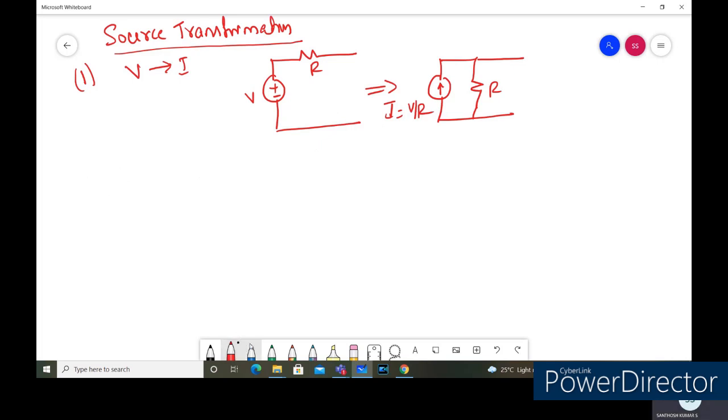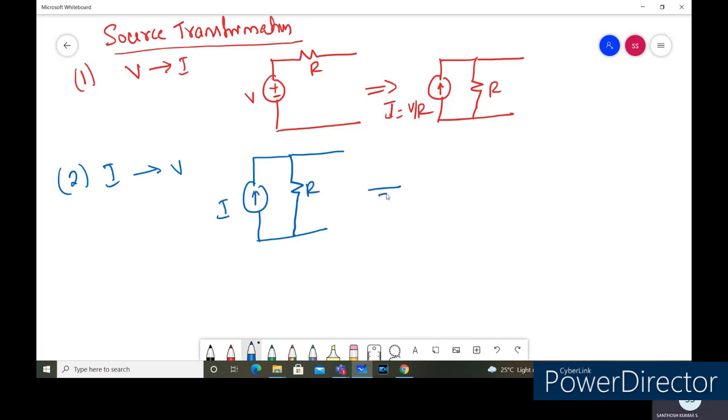Similarly, the second one is the current source into the voltage source. The vice versa. Let us take a current source. Usually for the current source, the resistance has to be connected in parallel. Why? Because if the resistance is connected in series, the same current will flow through the resistance, and it does not have any effect.